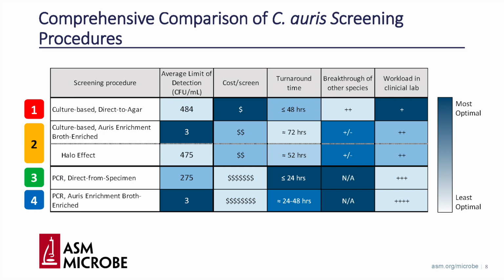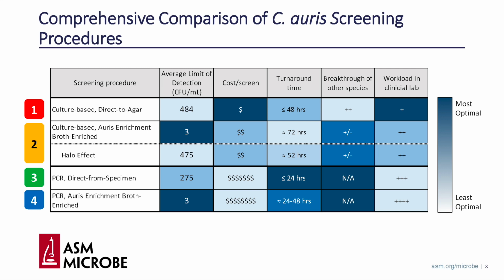So in making a decision on which screening procedure to implement in the clinical lab, in addition to the sensitivity of the test, other factors such as cost, turnaround time, breakthrough of other species, and workload in the clinical lab will also need to be considered as well. And this table summarizes and compares these factors for each of the 4 screening procedures.